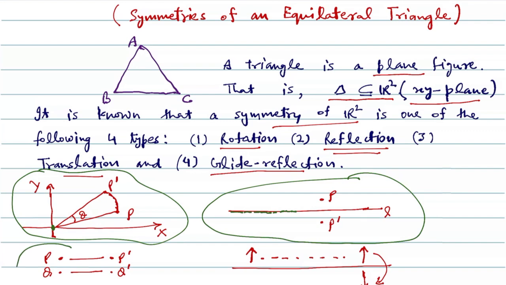Translational symmetry translates all the points by a distance m in the same direction. So PP dash and QQ dash are in the same direction. The glide reflection is a combination of translation and reflection. For example, in this figure, this arrow is first translated to here and then it is reflected by this line to here. This is glide reflection.